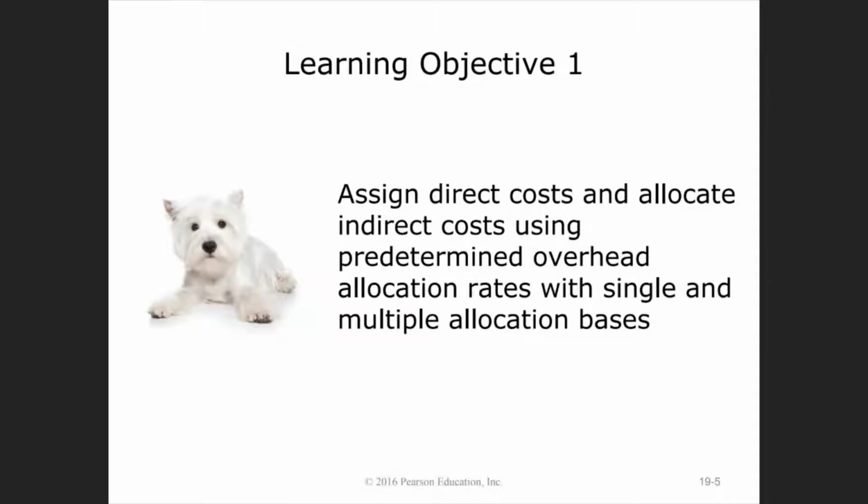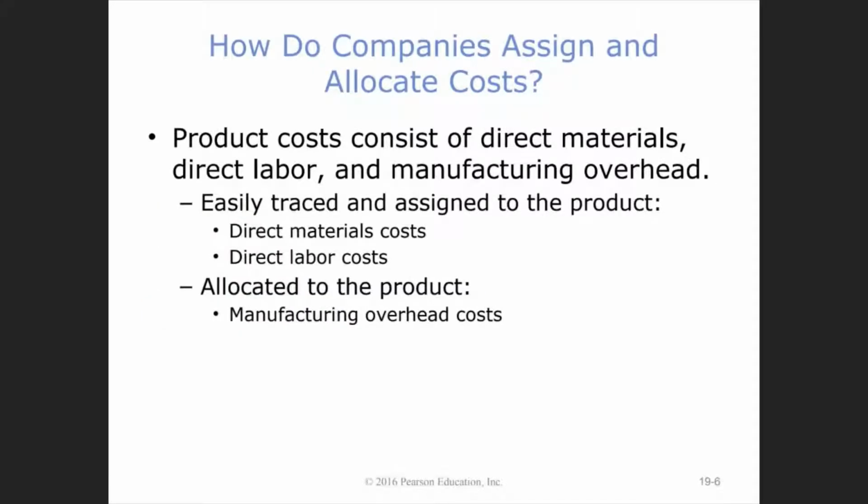So learning objective 1, assigning direct cost and allocating indirect cost using the predetermined overhead allocation rates with single and multiple allocation bases. So how do companies assign and allocate cost? Product cost consists of direct materials, direct labor, and manufacturing overhead. They're easily traced and assigned to the product. You have direct materials cost and direct labor cost. They're allocated to the product. You have manufacturing overhead cost.